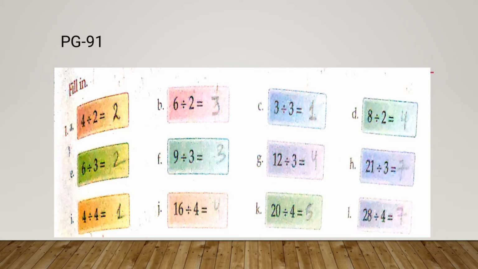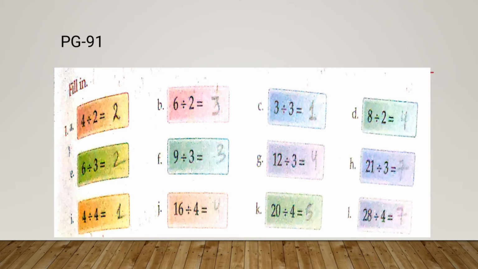So 2 1s are 2. 2 2s are 4. So children, when you divide 4 by 2, you will get answer as 2. Now next part B. Here the question is 6 divided by 2.